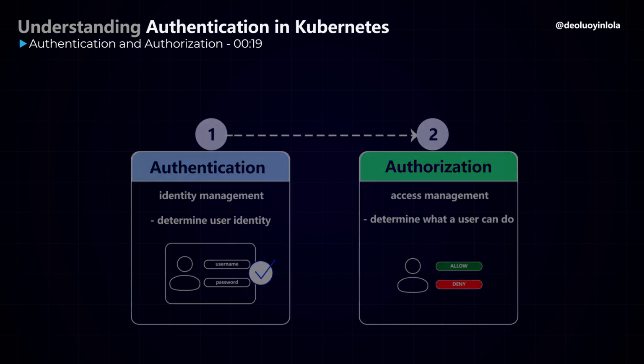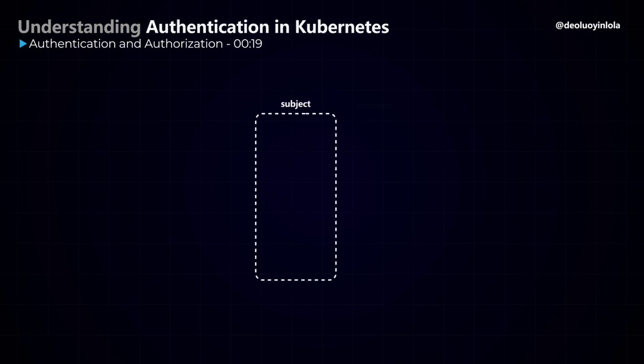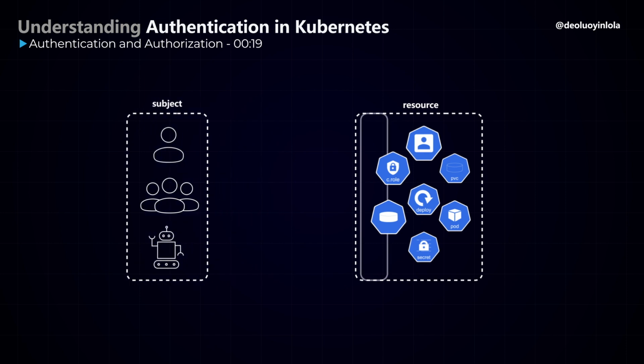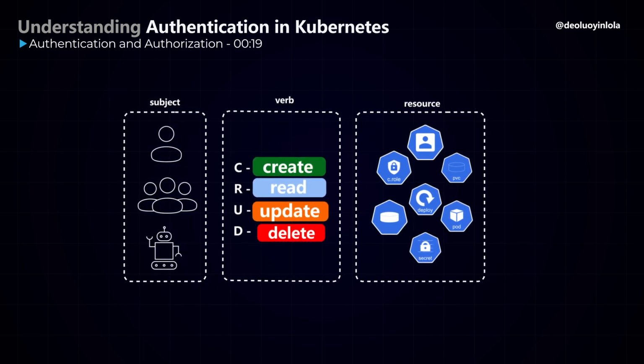In a simple practical way, we have three building blocks, which are: 1. Subject, users or processes that want to access a resource, 2. Resources, Kubernetes API resource types, and 3. Verb, the operation that can be executed on the resources.